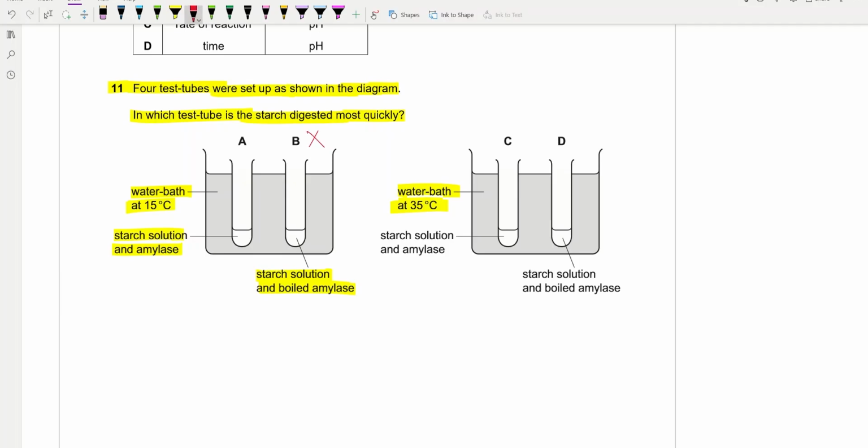Option B and D would get eliminated as the amylase has been denatured. The correct option would be option C, as the optimum temperature for amylase is between 35 degrees Celsius to 37 degrees Celsius.